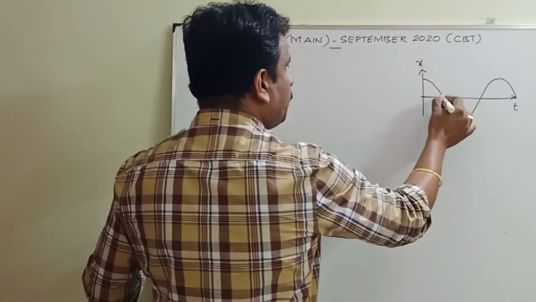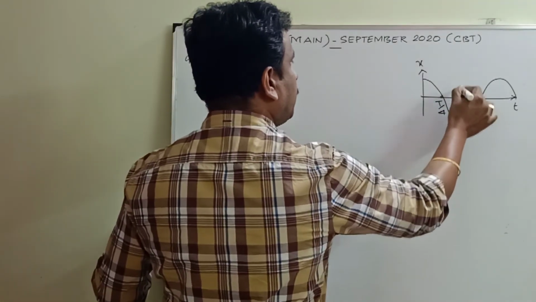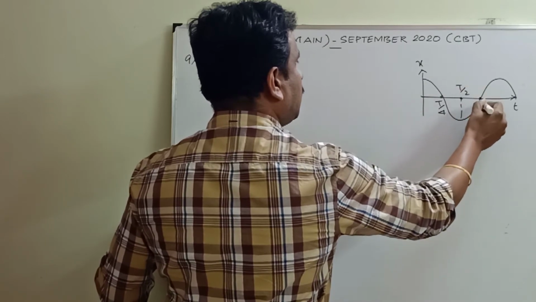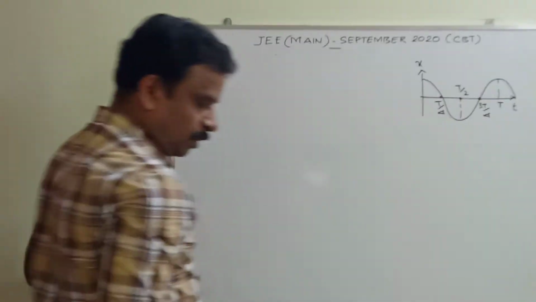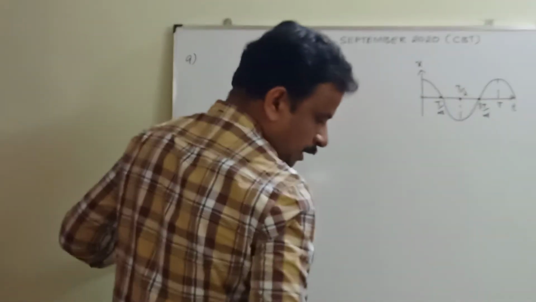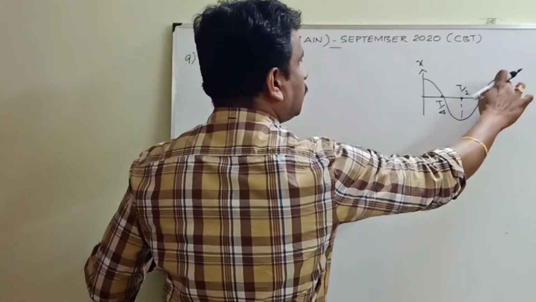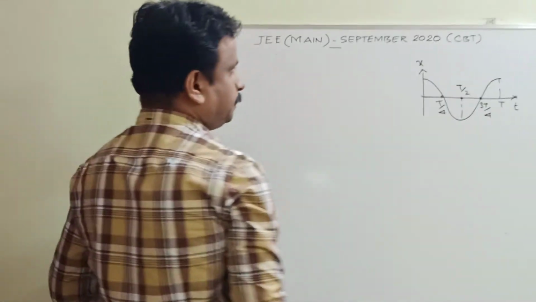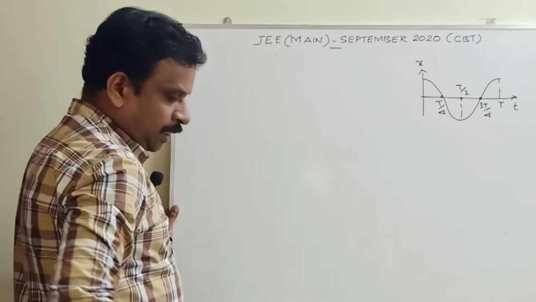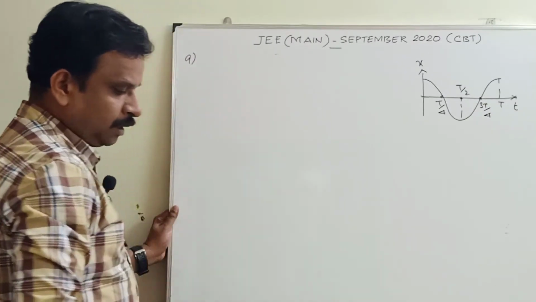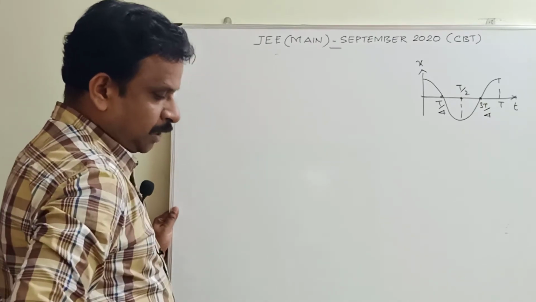So here the time is T by 4. Here the time is T by 2. Here it is 3T by 4, and here the total time period is T. Okay. So up to this the graph is over. Four options are given, of which we have to find out which one of the statements is correct.